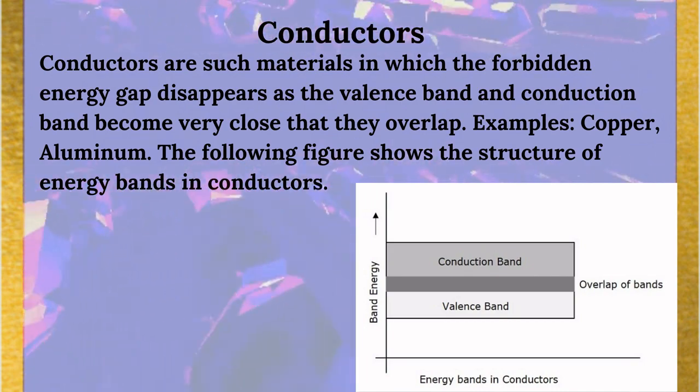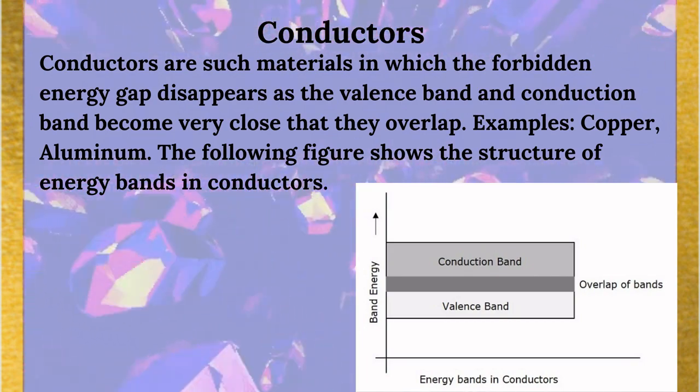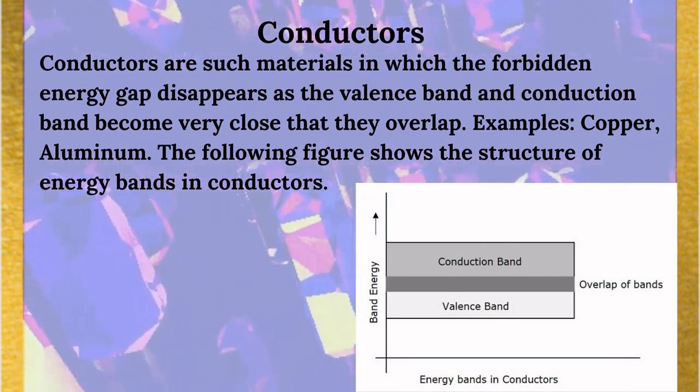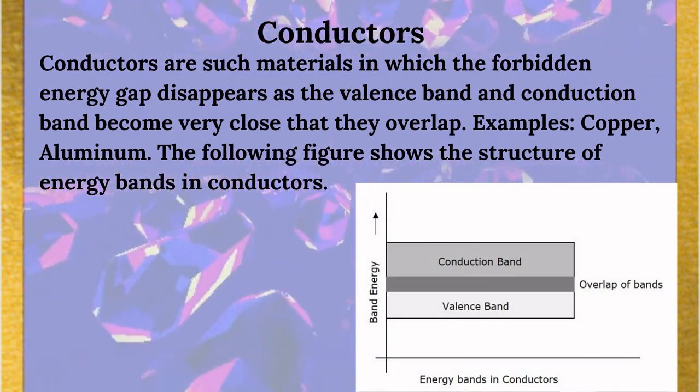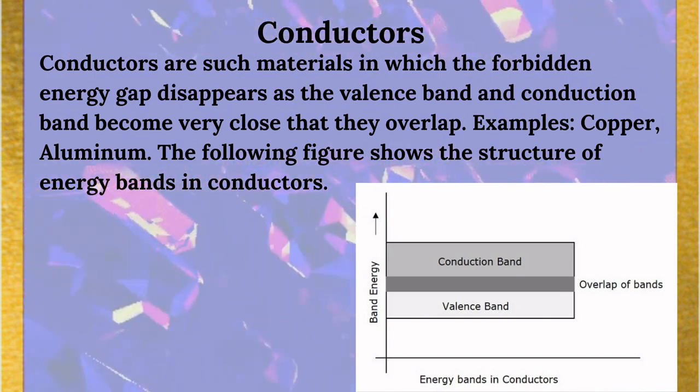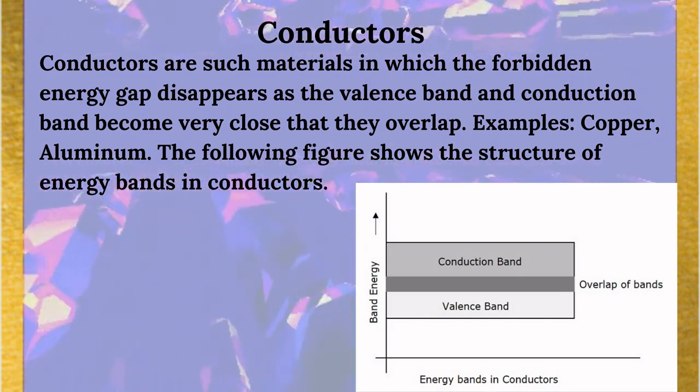Conductors are such materials in which the forbidden energy gap disappears as the valence band and conduction band become so close that they overlap. Examples: copper, aluminum. The following figure shows the structure of energy bands in conductors.